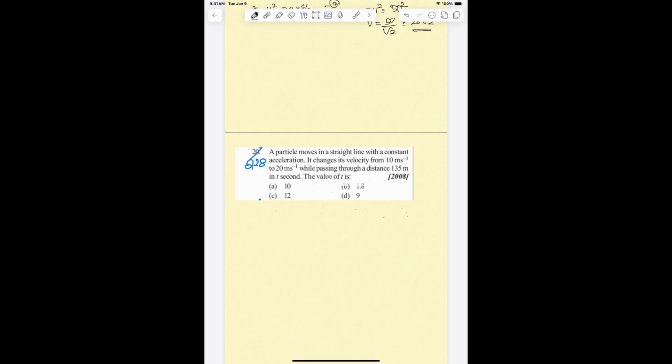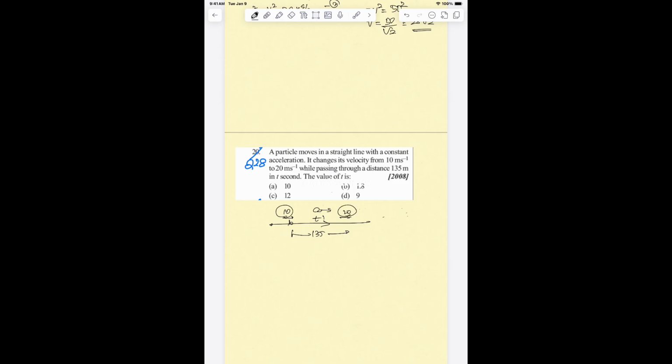Now let's take another question. A particle moves along a straight line with a constant acceleration. It changes velocity from 10 to 20 while passing through a distance of 135. This is 10 speed, this is 20 speed, distance is 135. What is the value of t?